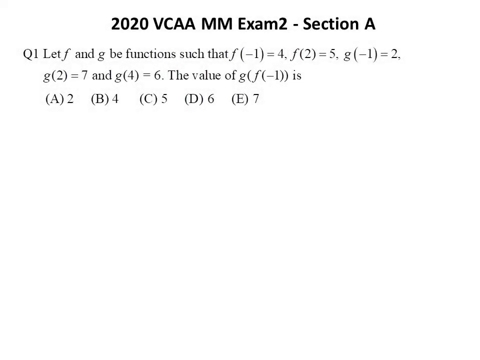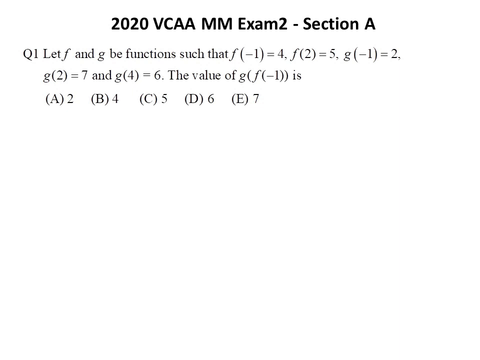Welcome to this VCAA Mathematics exam paper series. This is section A of 2020 exam 2 paper. There are total 20 multiple choice questions in section A and 5 extended response questions in section B. In this video, we will present you the first 6 questions in section A.